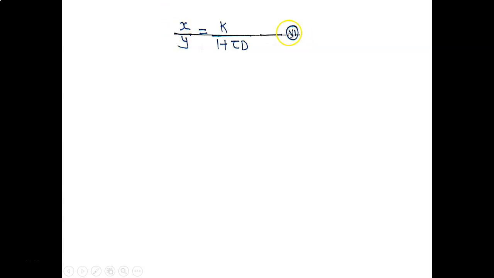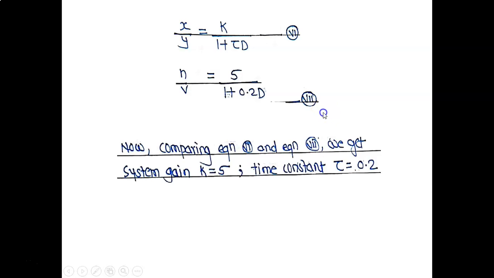Again, I have written equation 6: X upon Y is equal to K divided by 1 plus tau D. Equation 7: N divided by V is equal to 5 divided by 1 plus 0.2 D. Therefore, comparing equation 6 and equation 7, we get system gain K is equal to 5 and time constant tau is equal to 0.2. Therefore, this is the end of the first problem.